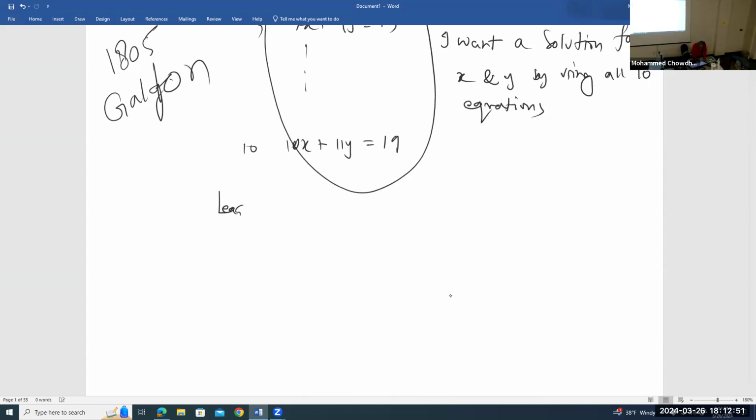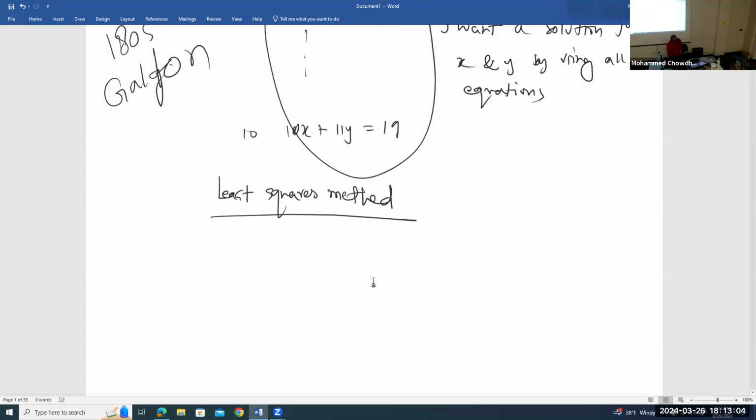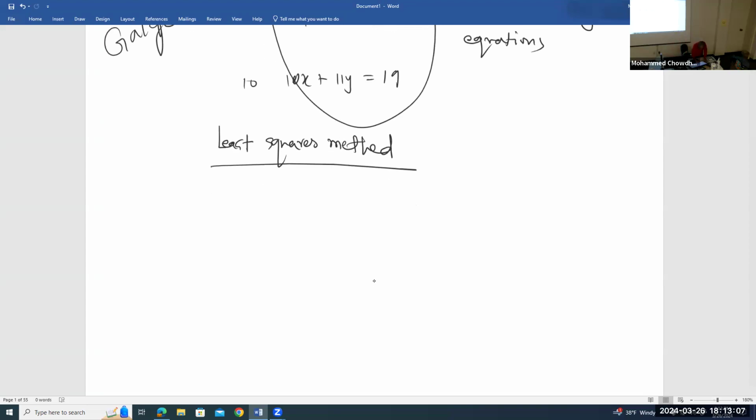Least squares method. Okay. Least squares method. So now we are going to discuss these things. So everyone in this classroom knows, this is the equation of what? Yi equal to beta 0 plus beta 1 xi.